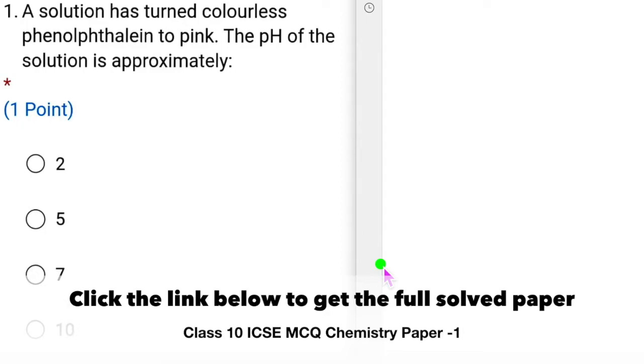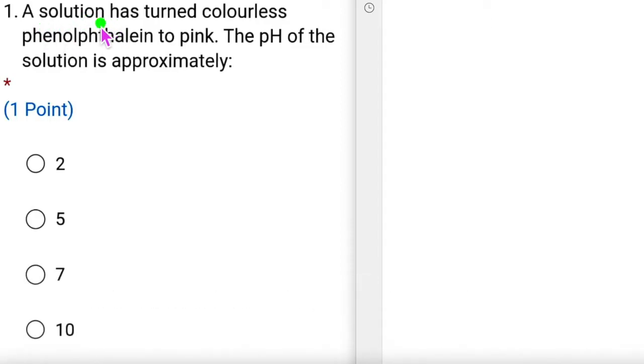Okay, so shall we begin? Question 1. A solution has turned colorless phenolphthalein to pink. The pH of the solution is approximately.